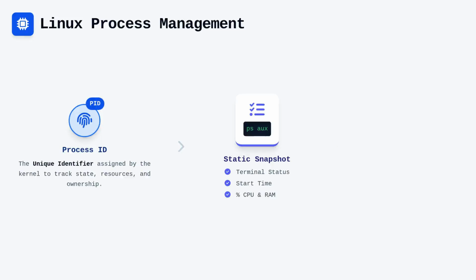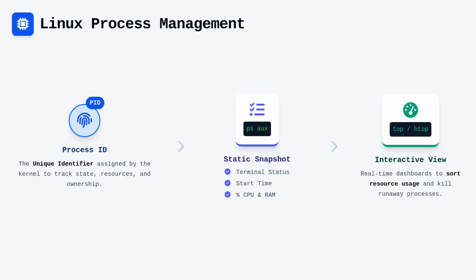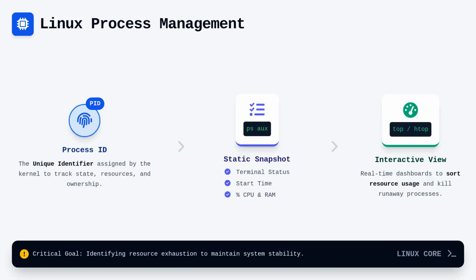When you need a dynamic, updating view of these metrics, utilities like top or htop transition from static logs to interactive dashboards. These tools allow you to sort processes by resource usage, which is invaluable when identifying a runaway process that may be exhausting your available compute power.